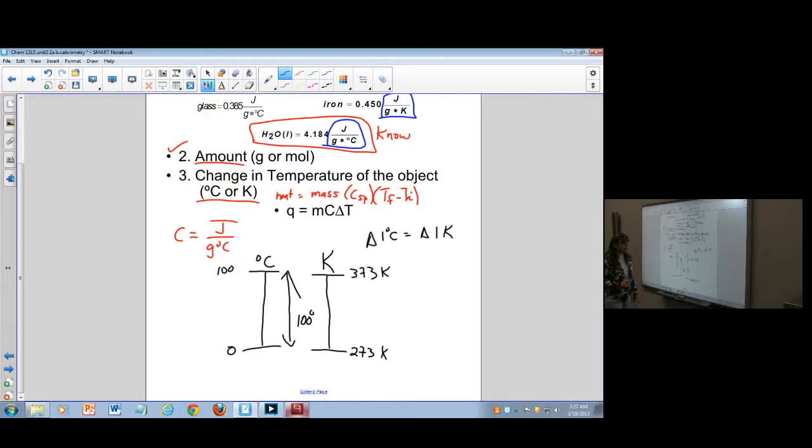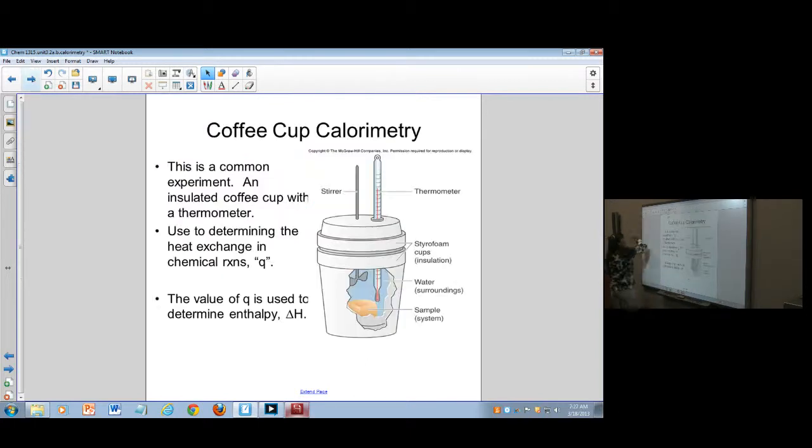So you don't have to convert anything. If it says degrees Celsius, you can use Kelvin. If it says Kelvin, you can use degrees Celsius. You don't have to change anything. Now, typically, degrees Celsius is how you measure in the lab. Okay, but either scale is fine. Either unit is okay. You don't have to really mess with it much.